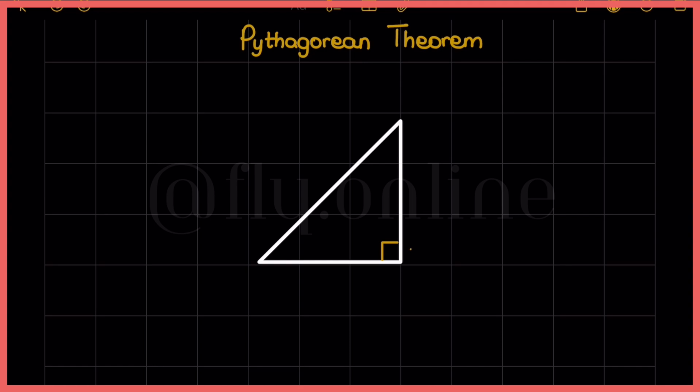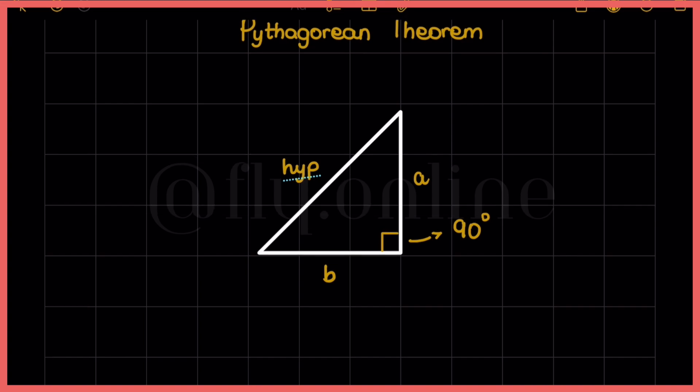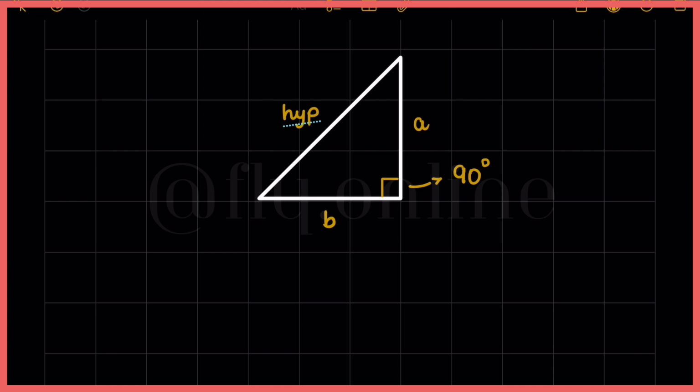Look at this little square that tells us that this angle, amongst all the three angles, is a 90-degree one. Now, a right angle triangle consists of three sides: side A, side B, and a side opposite to the 90-degree angle, which is known as the hypotenuse. Hypotenuse is also known as the longest side in a right angle triangle. Now, moving on, the Pythagorean theorem states that hypotenuse squared is equal to the two sides squared, a squared plus b squared.